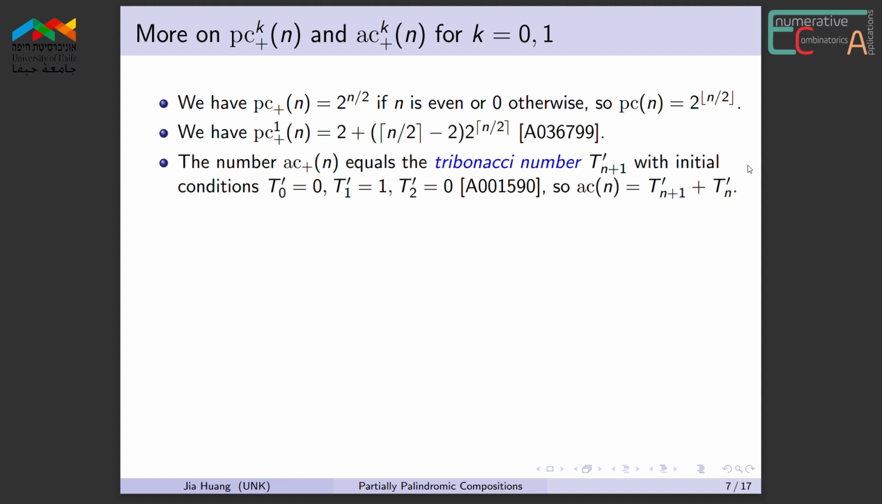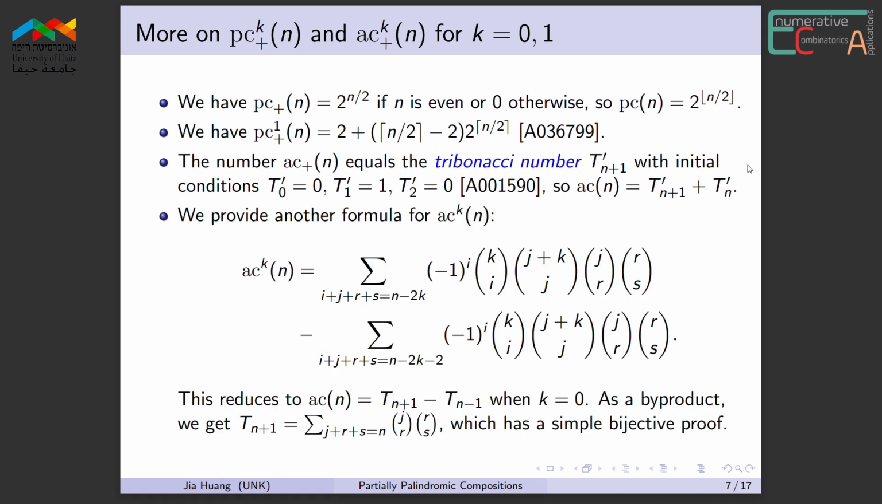And the number ac plus of n, from our formula, we can get this number by taking k to be 0, and it's a Fibonacci number t prime of n plus 1. So the first three terms are 0, 1, and 0. And they still satisfy that Fibonacci recurrence. And ac of n is the sum of t prime of n plus 1 and t prime of n. So that's slightly different from the formula we saw before for ac of n. And we also have another formula for ac_k of n that specializes to ac of n, and that's t_{m+1} minus t_{m-1}. So that's a third formula for ac of n.